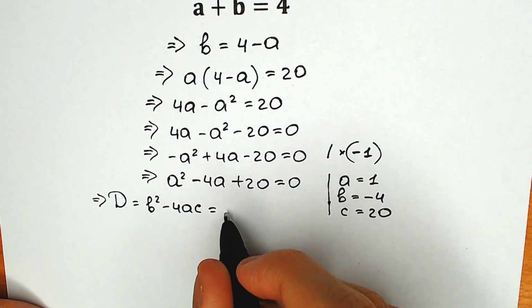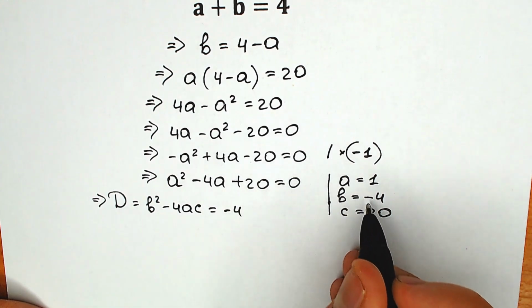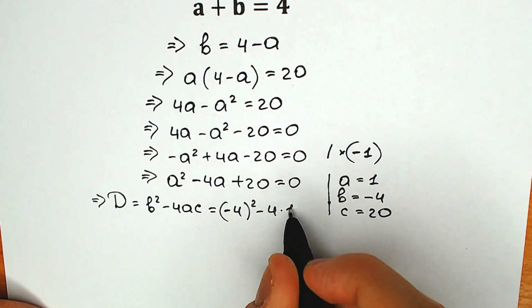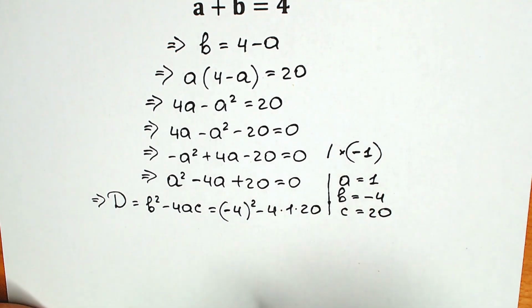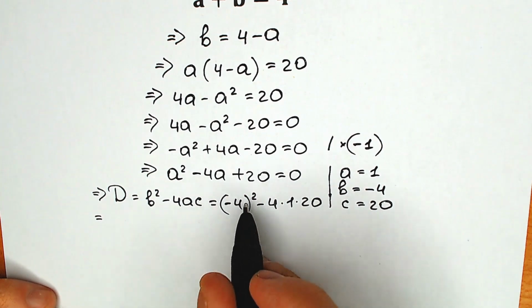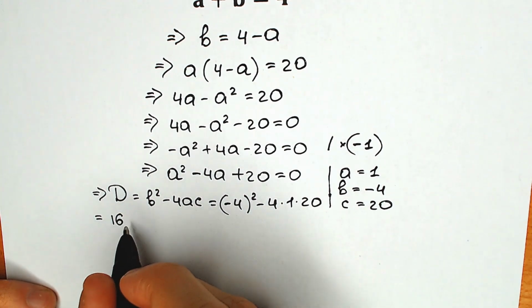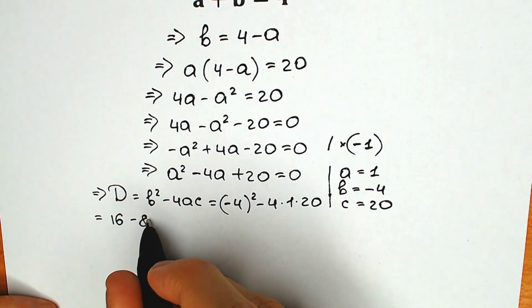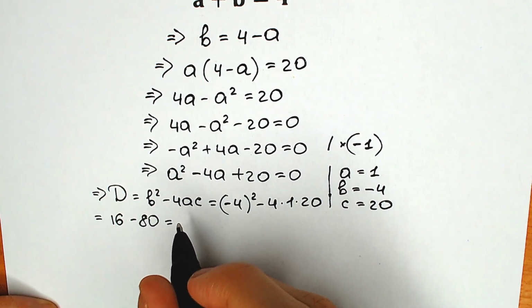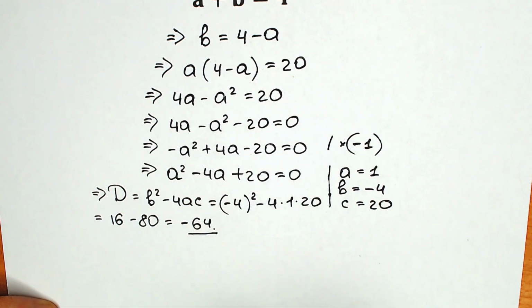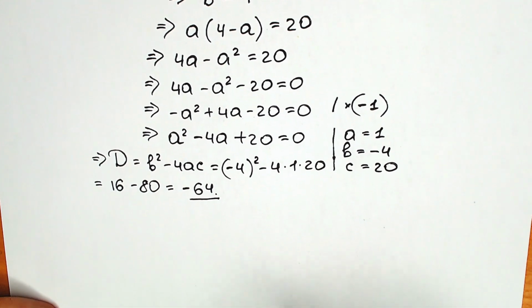Okay, let's plug it in. We have b equal to minus 4, so we have minus 4 squared minus 4 times 1 times 20. Let's simplify this real quick. As a result, we have minus 4 squared equal to 16 minus 4 times 20, which is 80. And as you can see, we have a negative discriminant. We have minus 64. Doesn't matter, let's find our a first and a second.